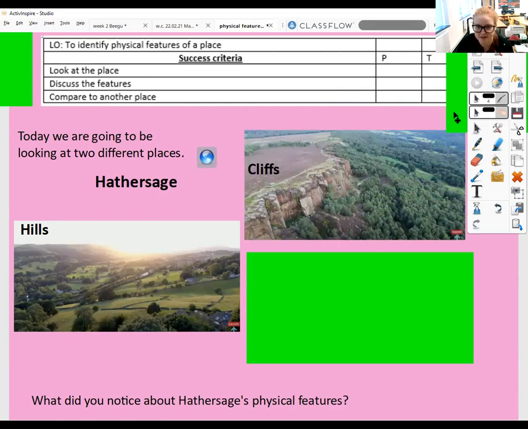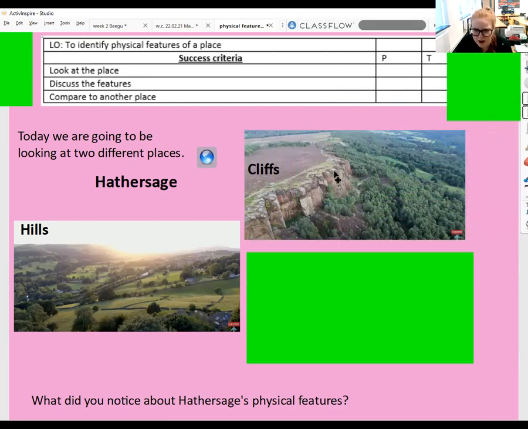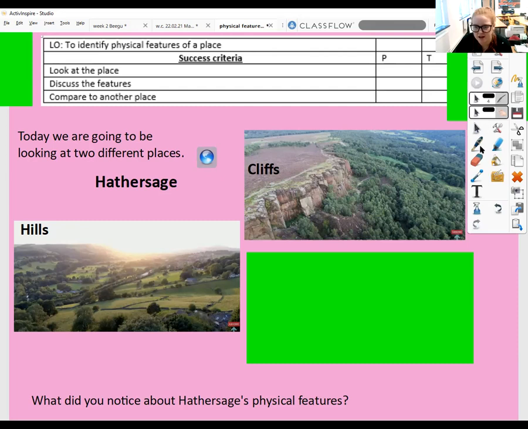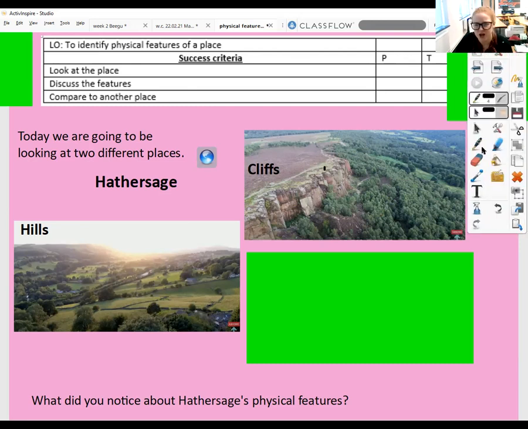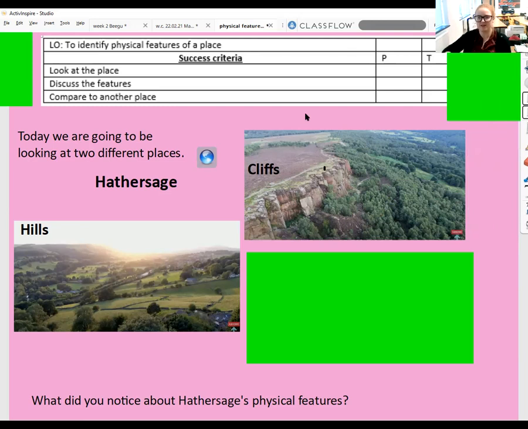Cliffs. We definitely saw some cliffs. So we said that there were these great big cliffs in Hathersage, or around Hathersage, maybe not in the village itself. If you're a person, you might only be this big on this cliff. If you're this big, you're not going to be able to walk up this cliff very easily. You're not going to be able to walk over the top of it because it's very, very steep. So we know cliffs are steep and they are high. And this is a cliff, even though it's not near the coast, Hathersage has cliffs.